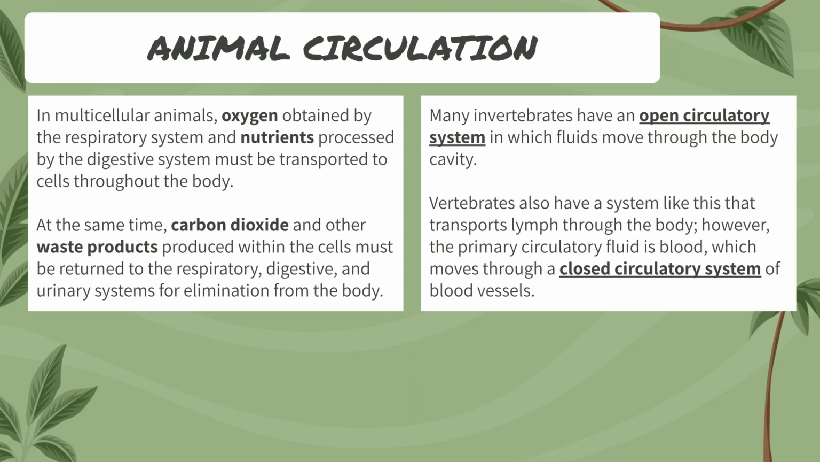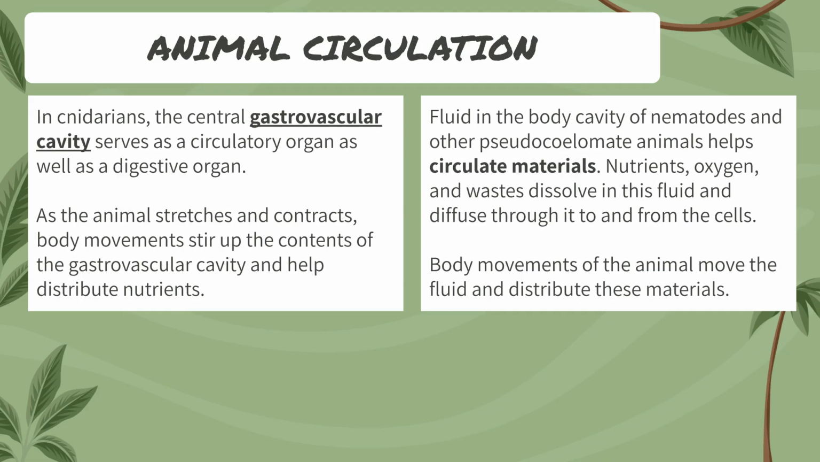Now we will discuss animal circulation, which explains how animals transport oxygen, nutrients, and wastes throughout the body. As animals increase in size and complexity, simple diffusion becomes insufficient, leading to the evolution of specialized circulatory systems. These systems deliver oxygen and nutrients to cells and remove carbon dioxide and other metabolic wastes, making internal transport their primary function. Some animals do not possess a distinct circulatory system.